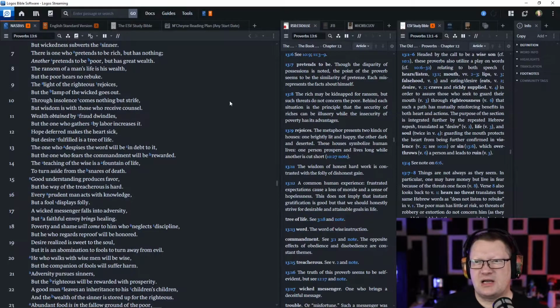Through insolence comes nothing but strife, but wisdom is with those who receive counsel. Wealth obtained by fraud dwindles, but the one who gathers by labor increases it. Hope deferred makes the heart sick, but desire fulfilled is a tree of life.